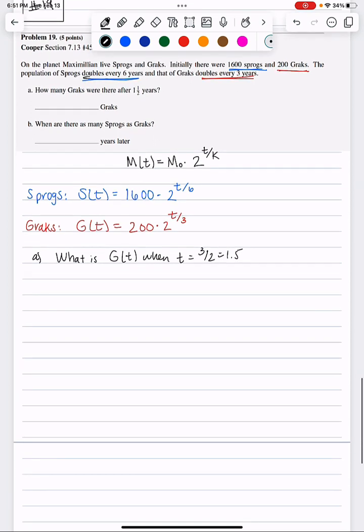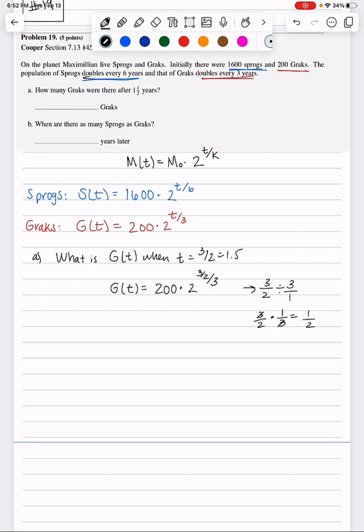Okay, so G of t is going to be 200 times 2 to the 3/2 over 3. So just a little scratch work. 3/2 divided by 3 over 1 is the same thing as 3 over 2 times 1/3, because we change it to multiplication and flip the fraction. The 3's cancel, and I'm left with a half. So this is 200 times 2 to the half. So that should be it. You could plug it in on WebWork as 200 times 2 to the 1/2, or like the square root of 2.